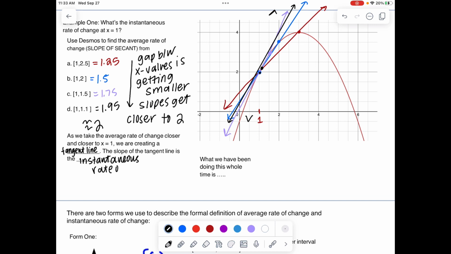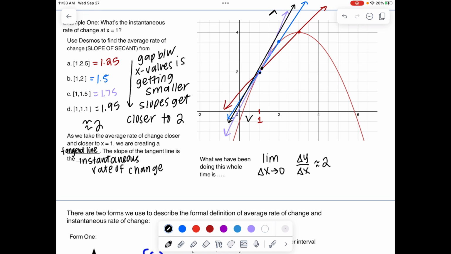So as we moved it, we started to figure out the instantaneous rate of change. And so what we've been doing this whole time is basically we have been taking a limit. So our average rate of change formula, if you guys remember, is the change of y over the change in x. As we've been making the x values closer and closer together, which means the change between them is getting closer to 0, what you guys might have noticed is that our slope, the change in y over the change of x, was approaching 2.